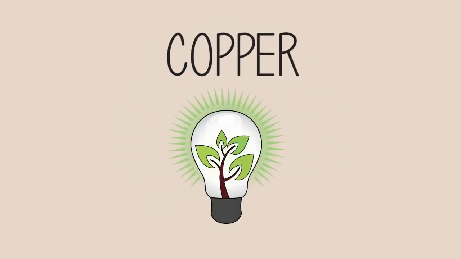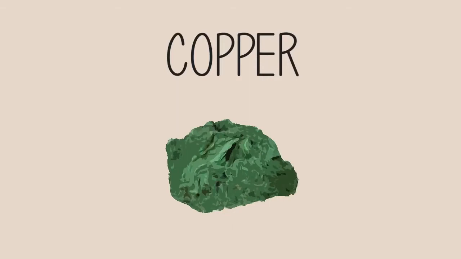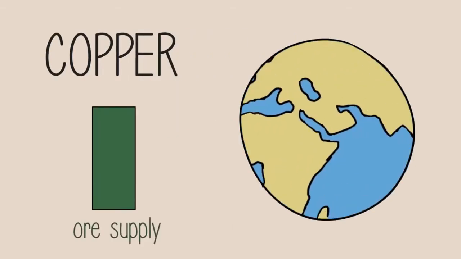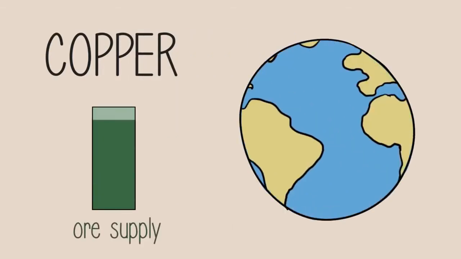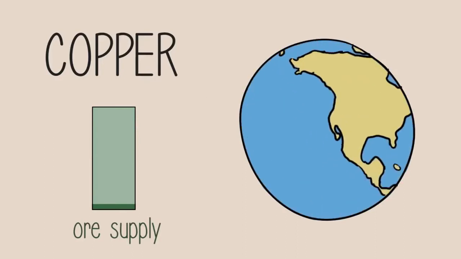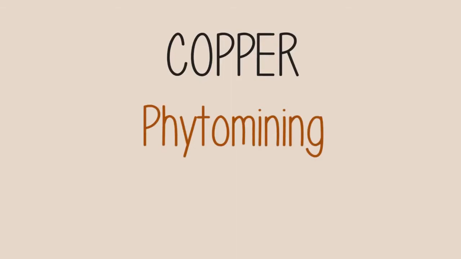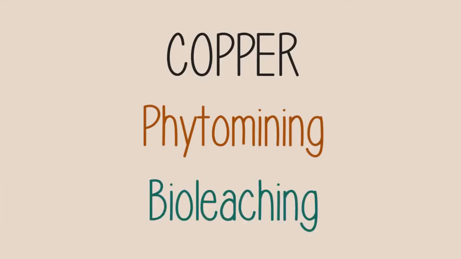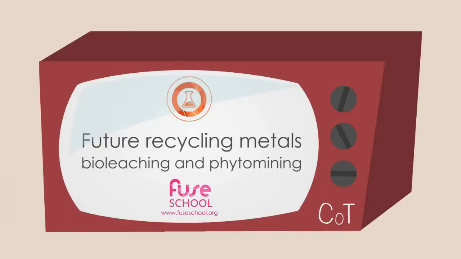Once again, this is a more energy-efficient process than the extraction from its ore. As well, the copper ore supply on Earth is being depleted at a very fast rate. As a result, other methods for the extraction of copper, such as phytomining and bioleaching, are being used instead.